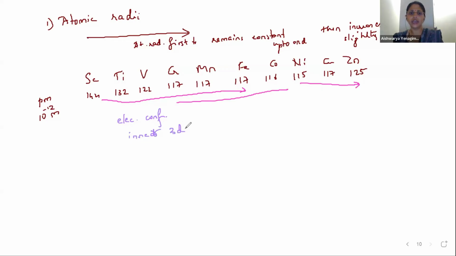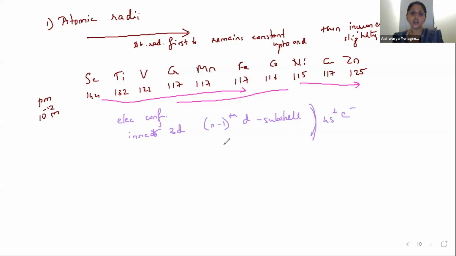The electron enters the inner 3d subshell, that is the (n-1)th shell, the d subshell. So it will screen the outer 4s electrons, the 4s2 electrons. It causes a screening effect and screens the outer 4s electrons.